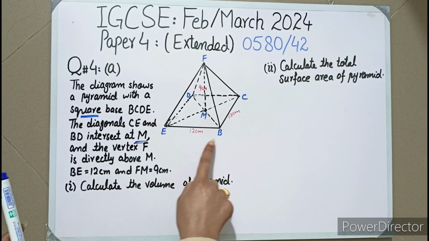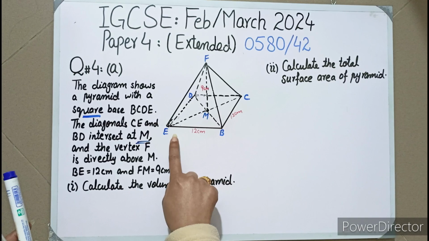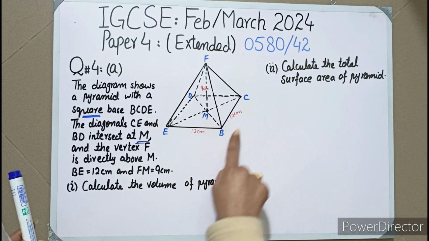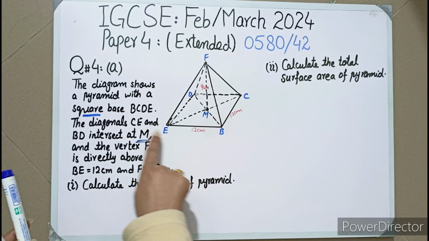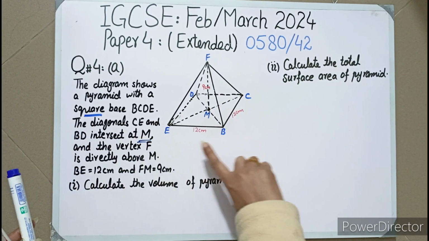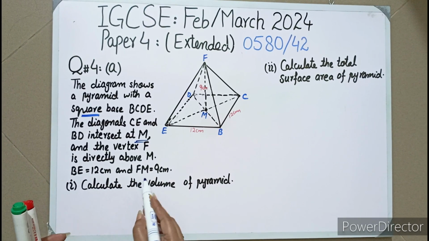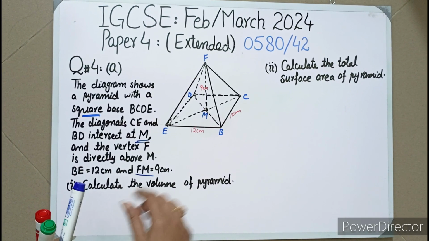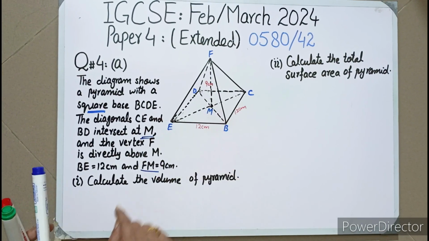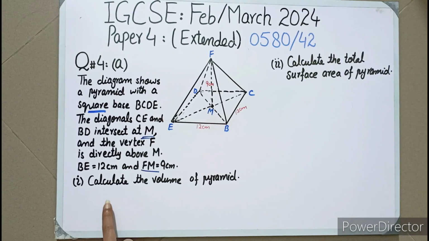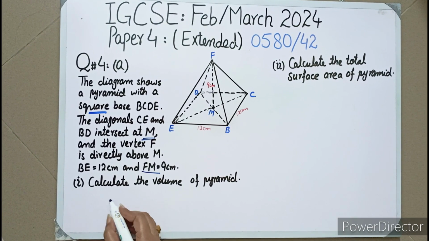BE is 12 centimeter. As this is a square base, if this is 12, this is also 12. So he has given us BE as 12 centimeter, and by the logic that it is a square base, we will have BC also 12 centimeter. Furthermore, he has given you FM equals 9 cm. That is the height of the pyramid. What is he asking from you? Calculate the volume of the pyramid.